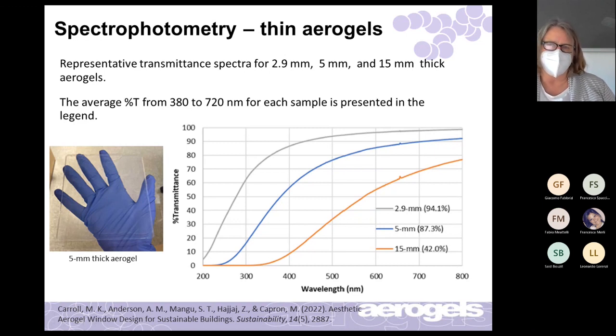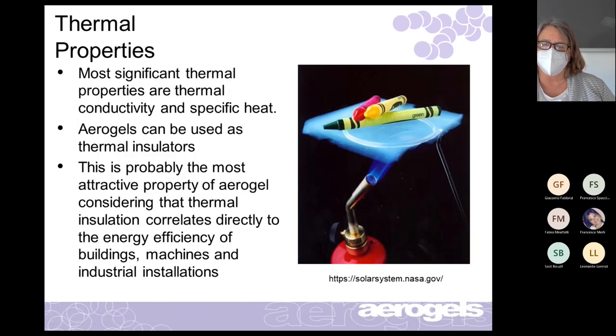I have some things on thermal, but I could not possibly finish in 3 minutes, even if I talked at my normal speed. So I will leave this for next week, and it will go right into leaving off on the spectrophotometry, doing the thermal, then talking about aerogel windows, which is what I will do on Tuesday. Are there any questions?